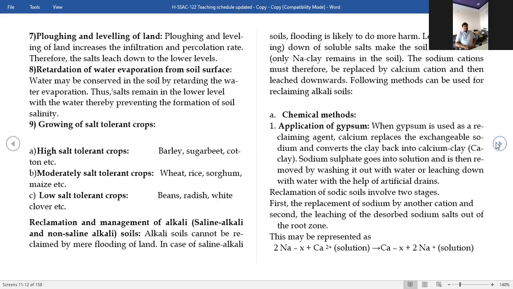When gypsum is used as a chemical reagent, calcium replaces exchangeable sodium on the clay complex and converts sodium dominated clay back into calcium dominated clay. Why is this? Calcium is able to replace the sodium. Sodium is one of the most dispersing agents; it disperses other elements and takes their place. I want to show this on the whiteboard.